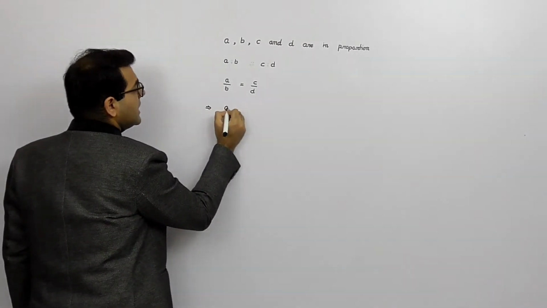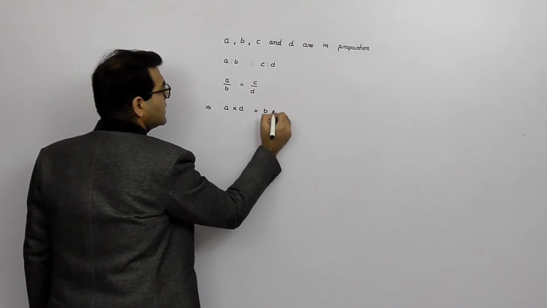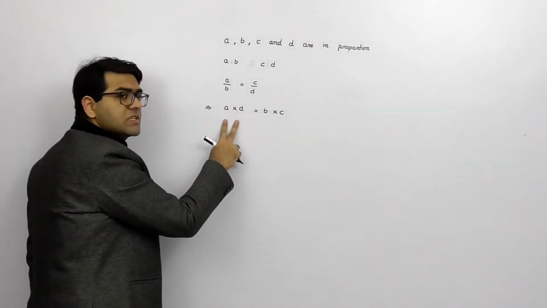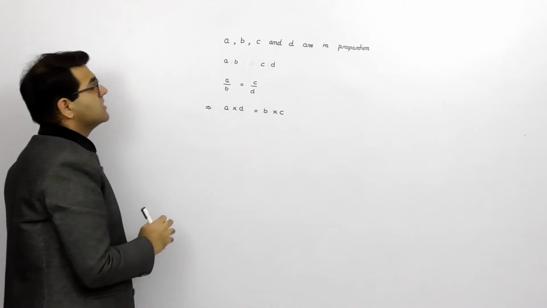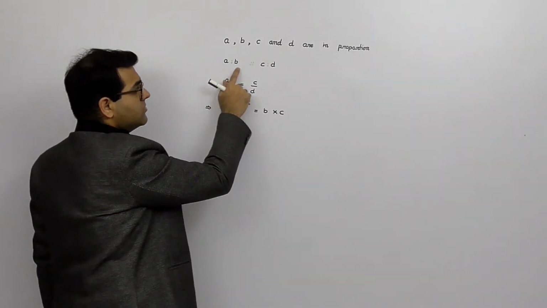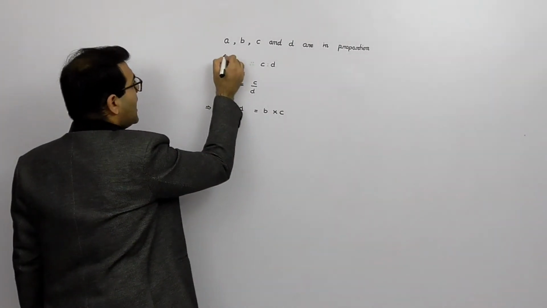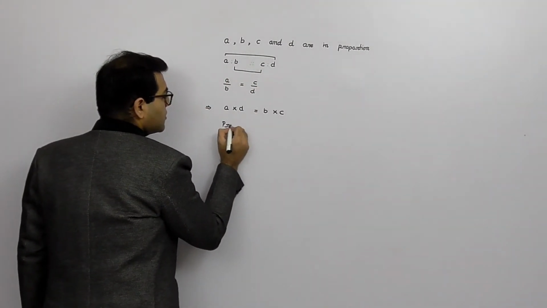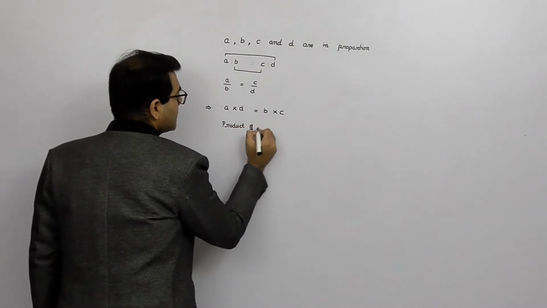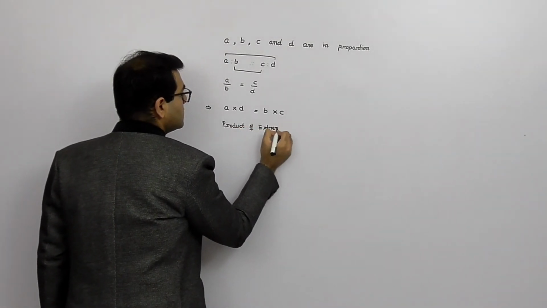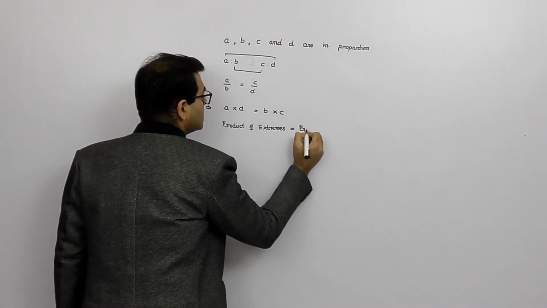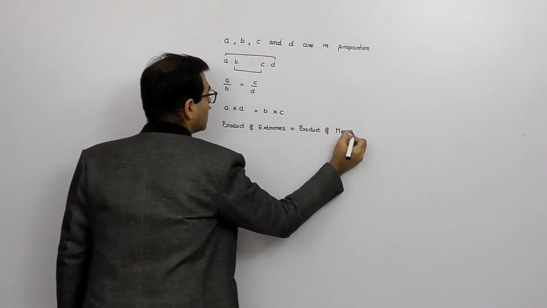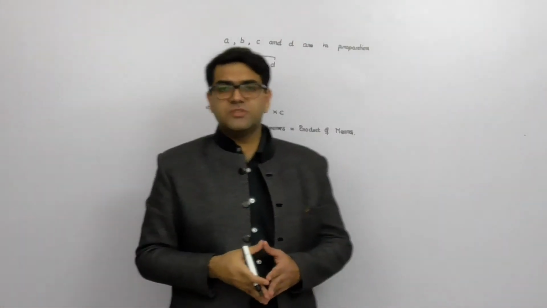So what do you have here? A into D equals B into C. If you remember your 6th standard maths well, then this was something called as product of extremes equals product of means. As far as this proportion A is to B in proportion with C is to D is concerned, A and D were called as extremes and B and C were called as means. So what we observe here is product of extremes equals product of means.